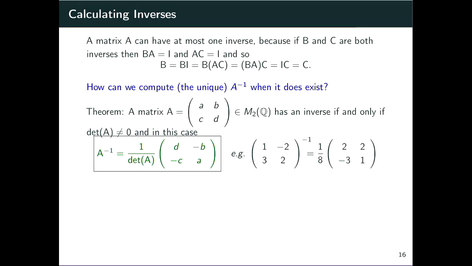So we've got an example here. If we've got the matrix 1, minus 2, 3, and 2, and we invert that matrix, then we calculate the determinant, which is going to be 2 times 1 minus 2 times 3, which is equal to 2 plus 6. So that's that 8 here. And then we just switch the 1 and the 2, and we take the negatives of the minus 2 and the 3 to get those ones there.